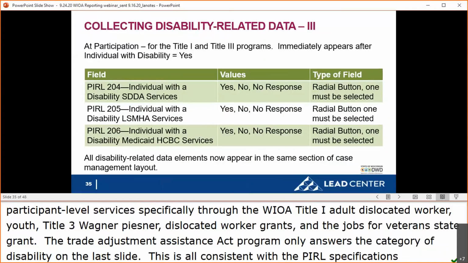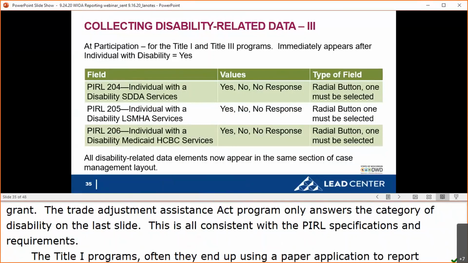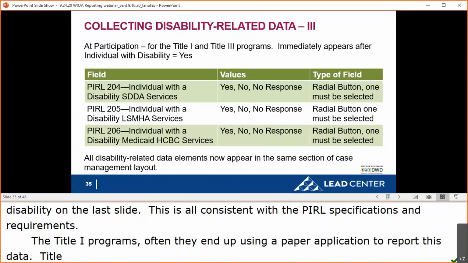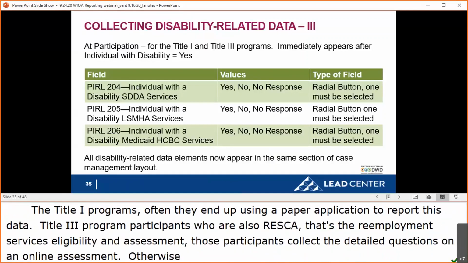The Title I programs often end up using a paper application to report this data. Title III program participants who are also in RESEA, the Reemployment Services and Eligibility Assessment, collect the detailed questions on an online assessment. Otherwise, remaining Title III and JVSG, Jobs for Veterans State Grant, participants report on a paper application.